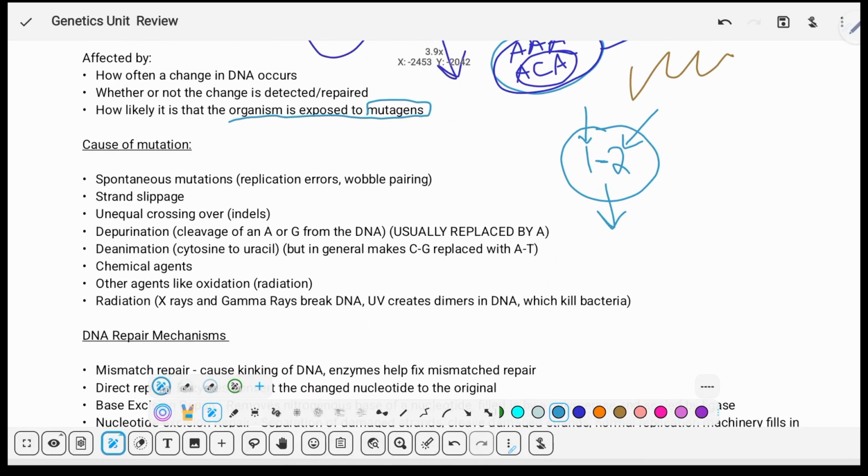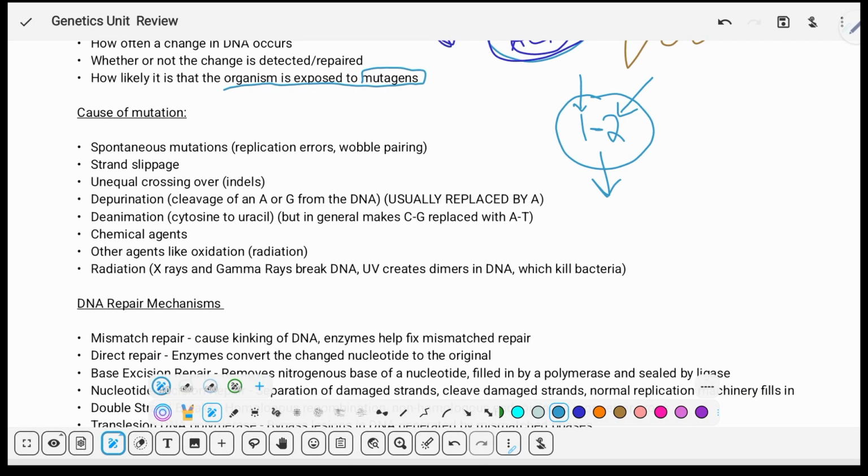So let's dive deeper into the causes of mutations. So we have spontaneous mutations. That would be just a replication error or perhaps a wobble pairing, like an A pairs with a C instead of an A pairs with a T. So that would just spontaneously happen, just an error blip in the universe kind of thing. We also have strand slippage.